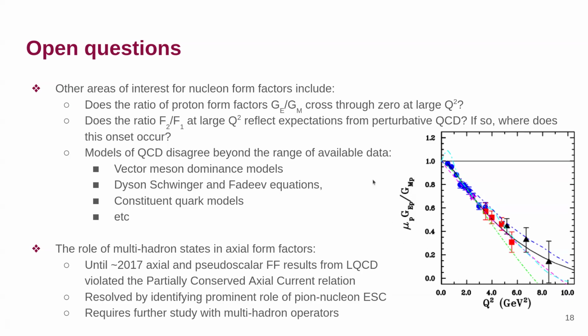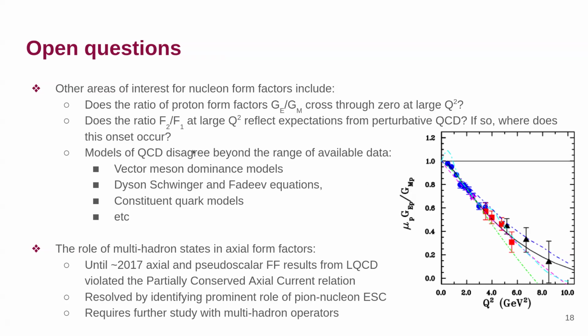When it comes to F1 and F2, if we look at their ratio at large q squared, that's expected to have some logarithmic behavior based on perturbative QCD arguments. And so the question is, okay, where do those arguments start to take hold? Where does the onset of perturbative QCD set in? So that's another reason to study form factors at large q squared. I've already talked about, if we're studying the radii, we're interested in small q squared. So they're interesting across the whole range of values of momentum transfer.